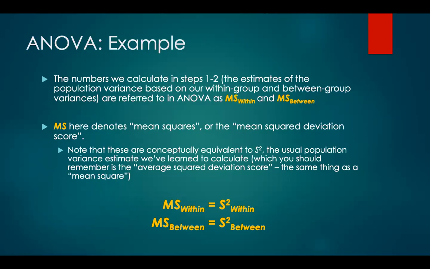which you should remember is the average squared deviation score, the same thing as a mean square. So it's simply a change in terminology. The population estimate of variance in ANOVA is referred to as mean squared. And since we have two of them, we have mean squared within and mean squared between. But this is the same thing as S squared within and S squared between.